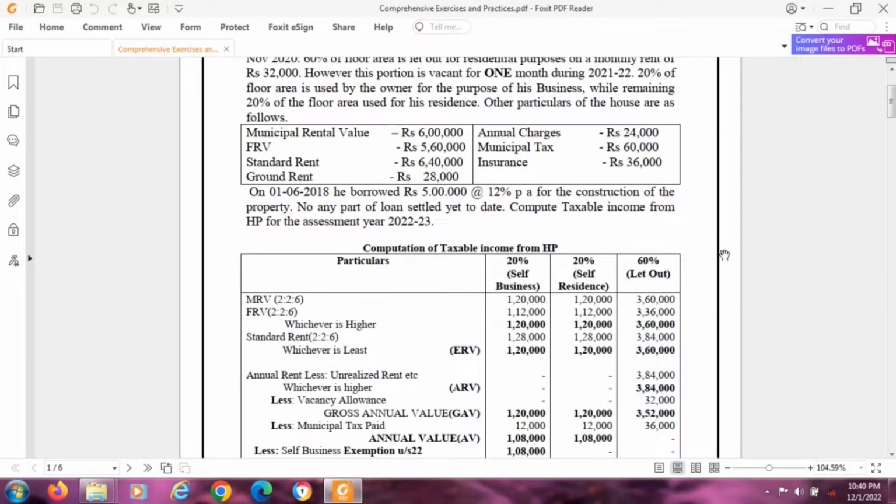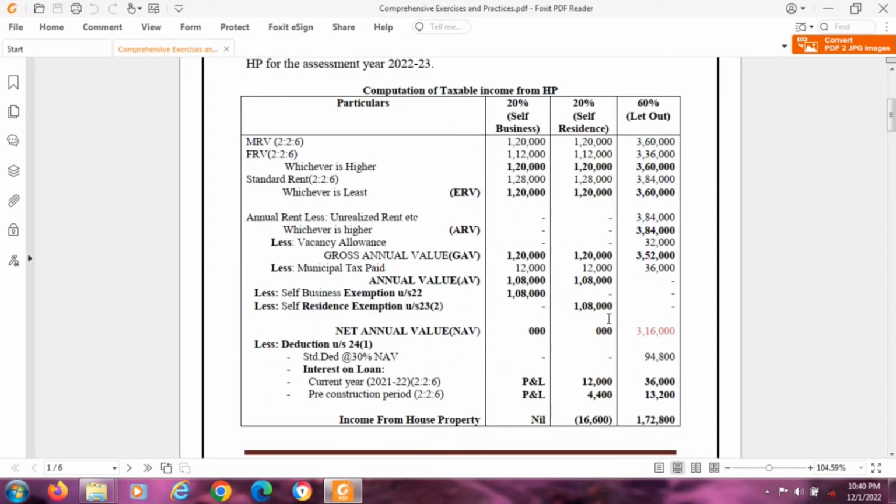Fair rental value is also shared. Whichever is higher. And compare with the standard rent, whichever is least. This value is called expected rental value. For the self-business portion 1,20,000, for the self-residence portion 1,20,000, for the let-out portion 3,60,000. Less annual rent, because the third portion, the 60% portion, was let out at 32,000 per month. Annual rent, less unrealized rent, etc. So 32,000 into 12, that is 3,84,000. This value is called annual rental value.